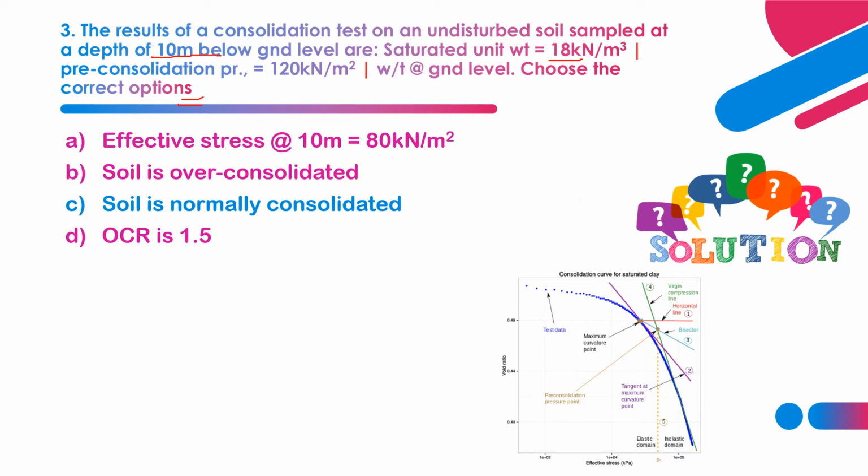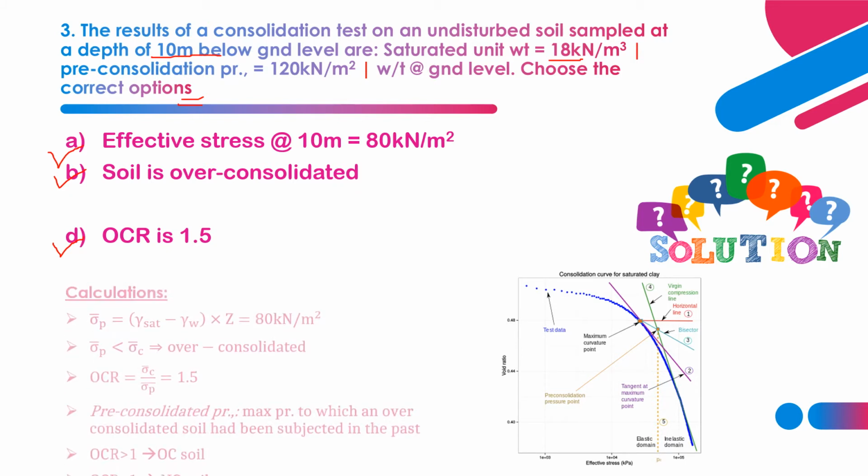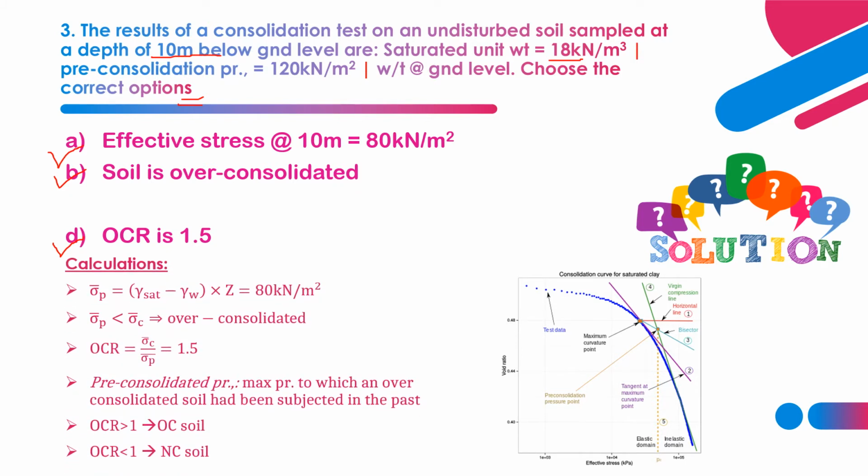So the correct answers are options A, B and D. So the soil is over consolidated and it is not normally consolidated. Let's see how it is calculated. First they have given sigma p. Sigma p is nothing but pre-consolidation pressure. Okay, pre-consolidation, not that. It is a present stress. Pre-consolidation is denoted by sigma c bar. Sigma suffix p is denoted as present, existing stress.